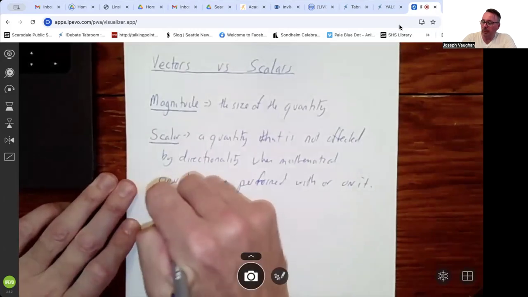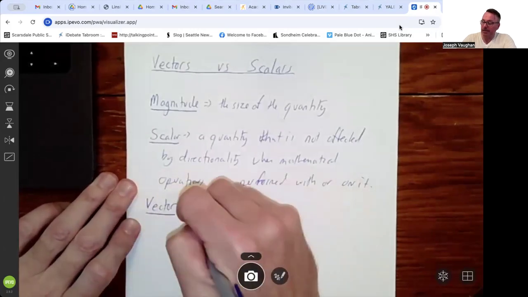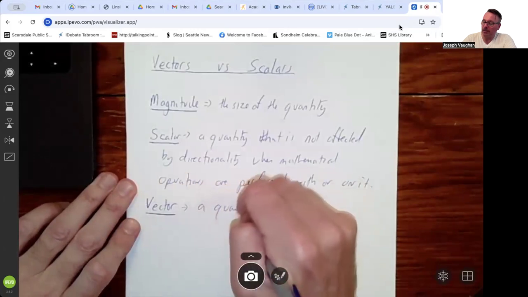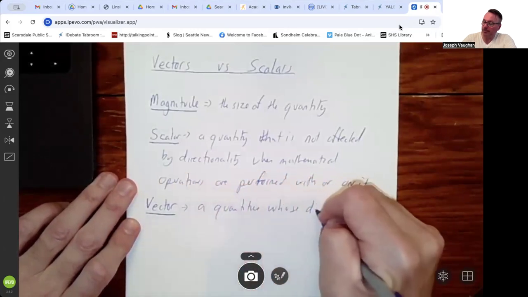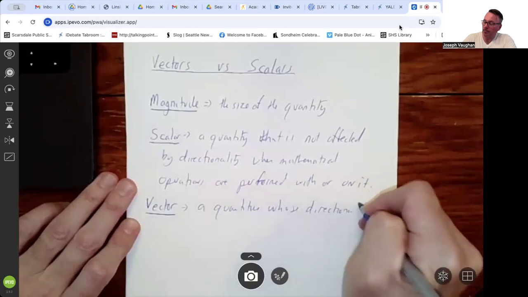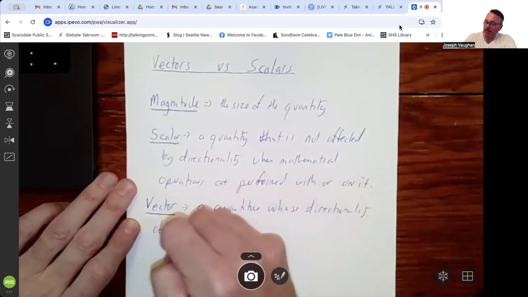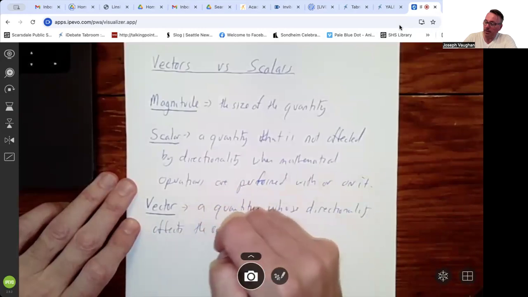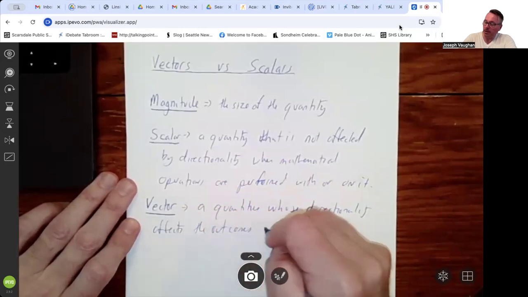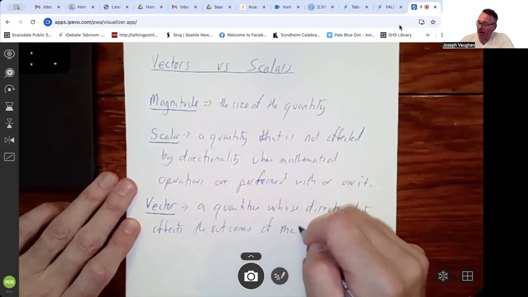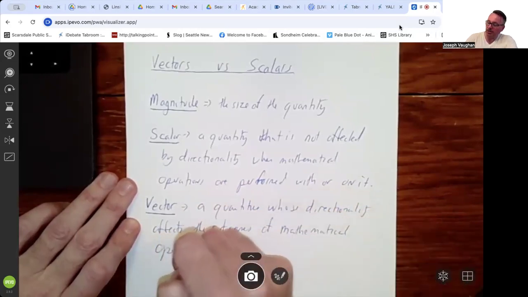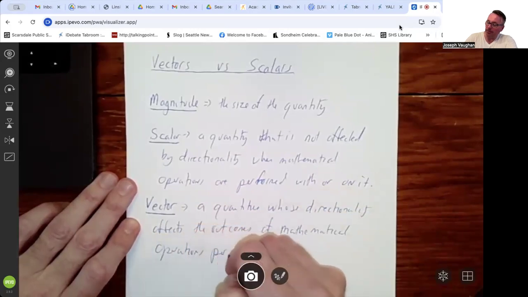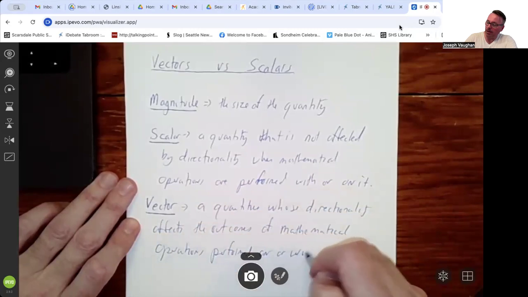Let's invert this a little bit when we're talking about vectors, because a vector is a quantity whose directionality affects the outcomes of mathematical operations performed on or with that quantity.